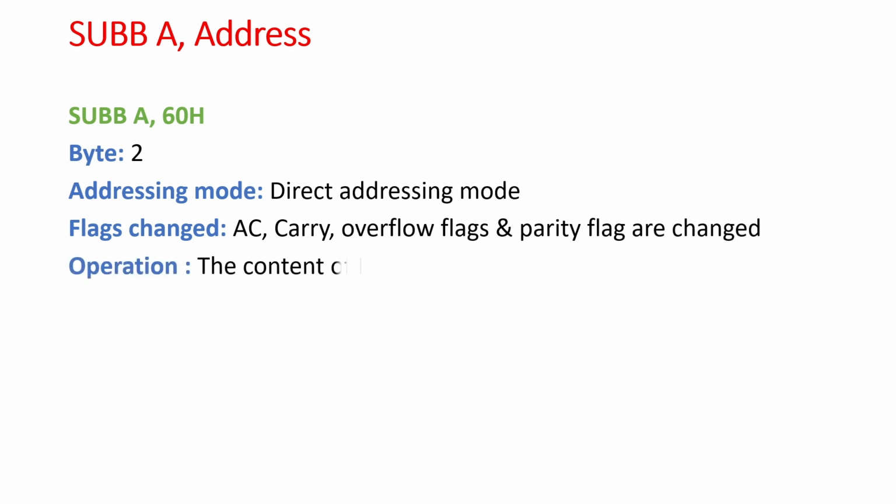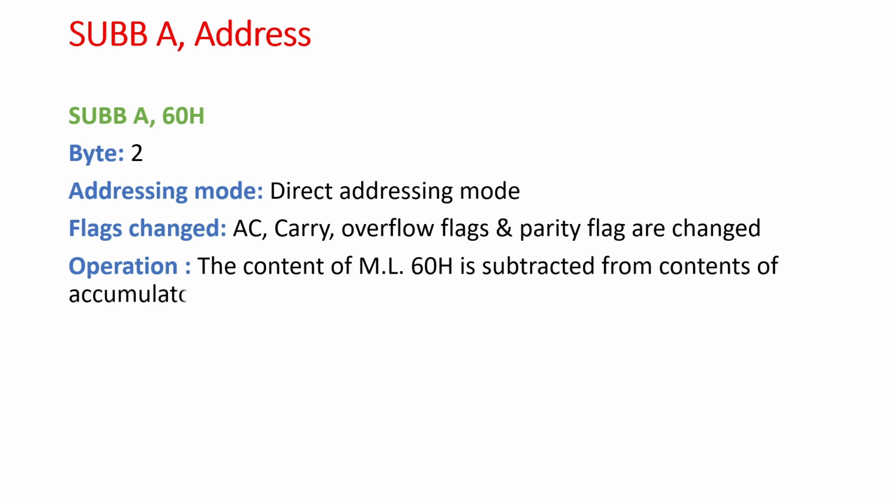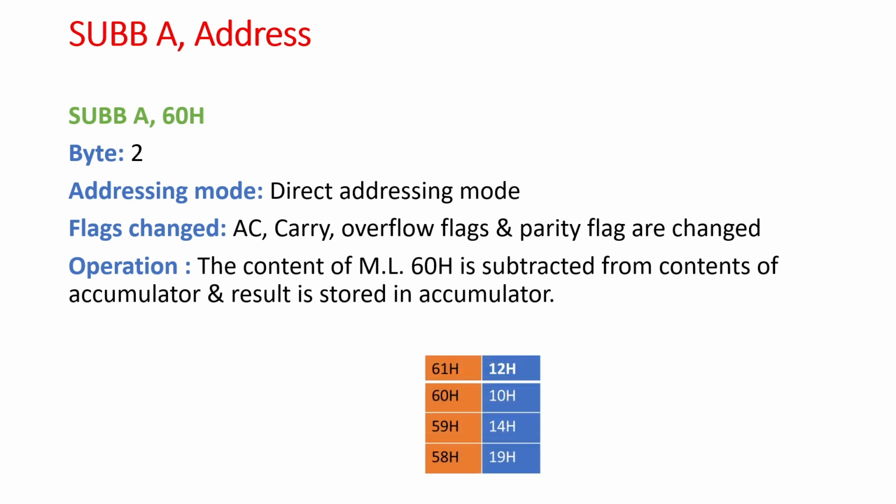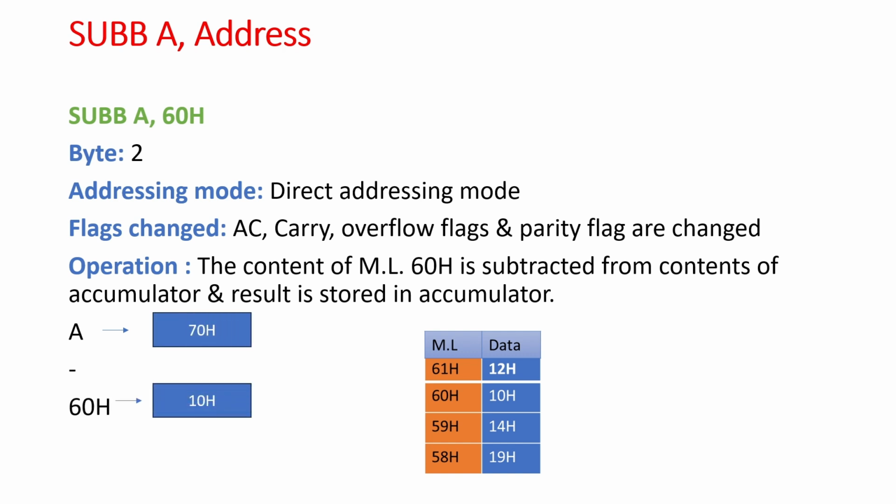Now see the operation. The content of memory location 60H is subtracted from contents of accumulator and the result is stored in accumulator. These are the memory locations. Microcontroller goes on this memory location 60H and finds out the contents and that contents is subtracted from the contents of accumulator and the result is stored in accumulator.